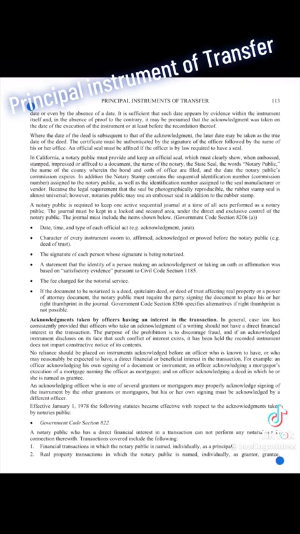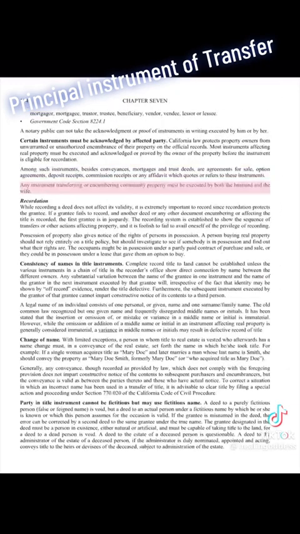Certain instruments must be acknowledged by the affected party. California law protects property owners from unwarranted or unauthorized encumbrance of their property on the official records. Most instruments affecting real property must be executed and acknowledged or proved by the owner of the property before the instrument is eligible for recordation. Among such instruments, besides conveyances, mortgages, and trust deeds, are agreements for sale, option agreements, deposit receipts, commission receipts, or any affidavit which quotes or refers to these instruments. Any instrument transferring or encumbering community property must be executed by both the husband and the wife.